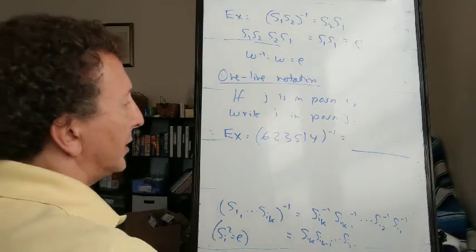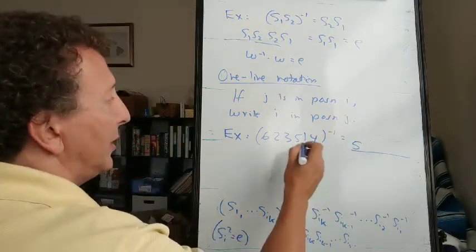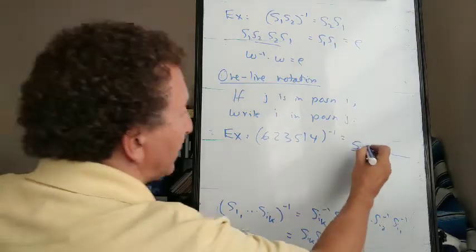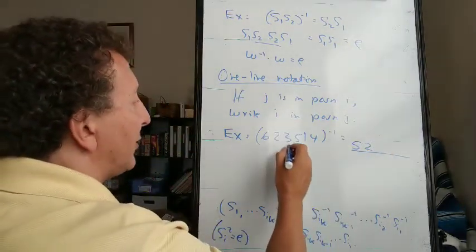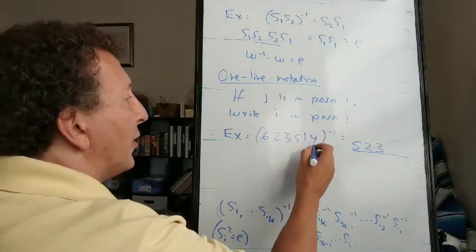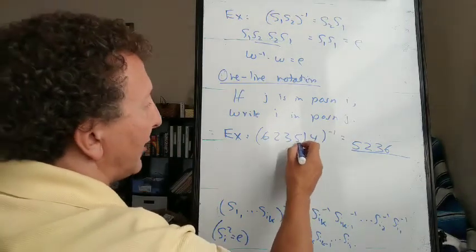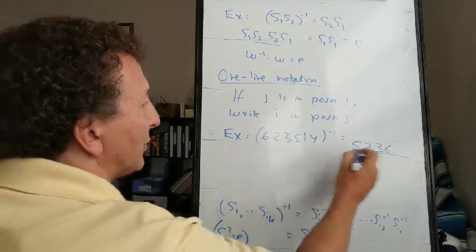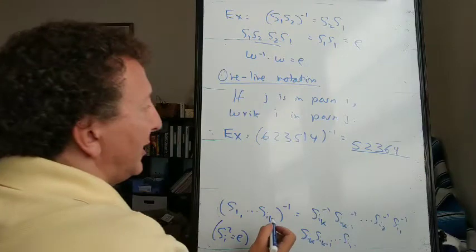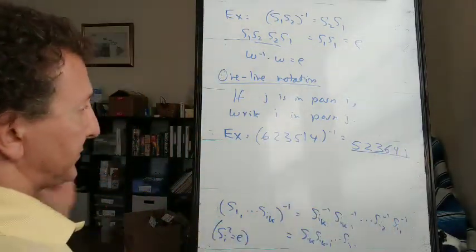we see 1 in position 5, so that means we put 5 in position 1. We see 2 in position 2, so we put 2 in position 2. 3 is in position 3, so we write 3 in position 3. 4 is in position 6, so we write 6 in position 4. 5 is in position 4, so we write 4 in position 5. And finally, 6 is in position 1, so we write 1 in position 6.